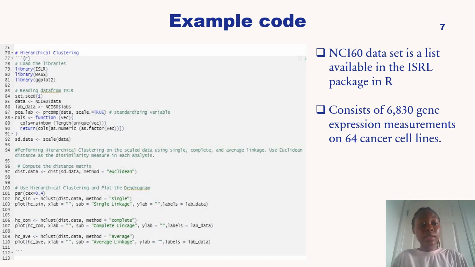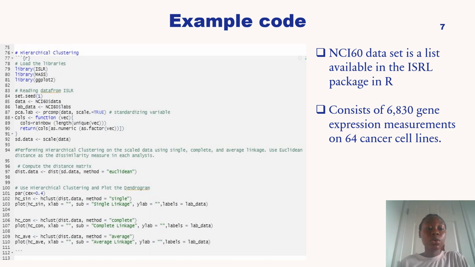It also contains a vector, as we can see, NCI60$labs, and that lists the cancer types for each cell line. The objective is to determine whether there are groups or clusters based on their gene expression measurements that align with distinct types of cancer.